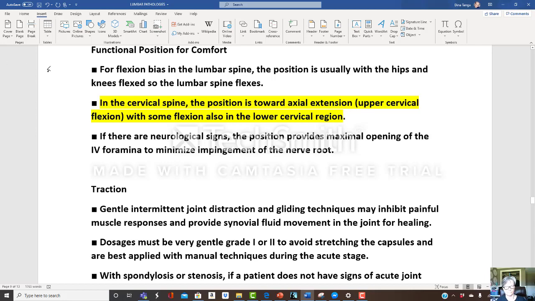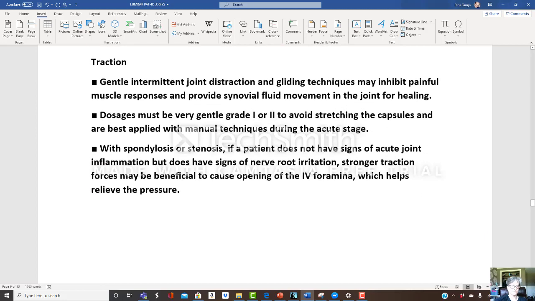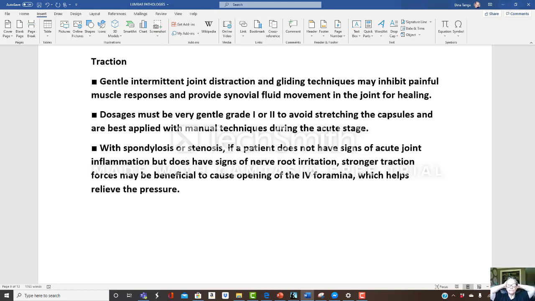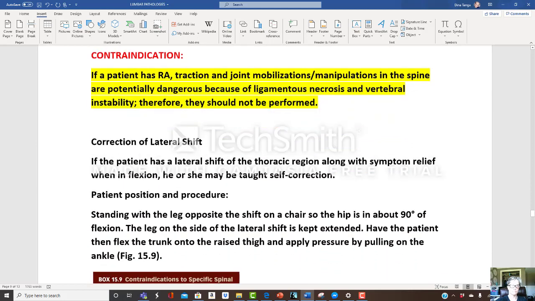Traction, gentle intermittent joint distraction and gliding techniques may inhibit painful muscle responses and provide synovial fluid movement in the joint. For healing, dosages must be very gentle, grade I or II, to avoid stretching the capsules and are best applied with manual techniques during the acute stage with spondylosis or stenosis. If a patient does not have signs of acute joint inflammation but does have signs of nerve root irritation, stronger traction forces may be beneficial to cause opening of the IV foramina. It helps relieve the pressure.